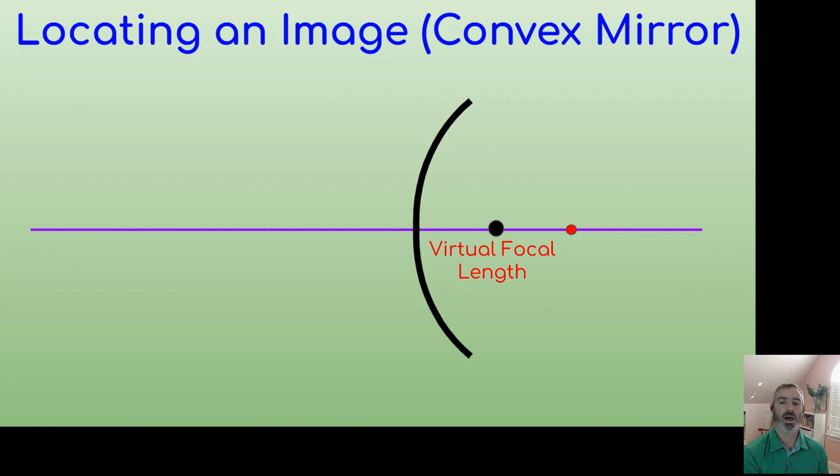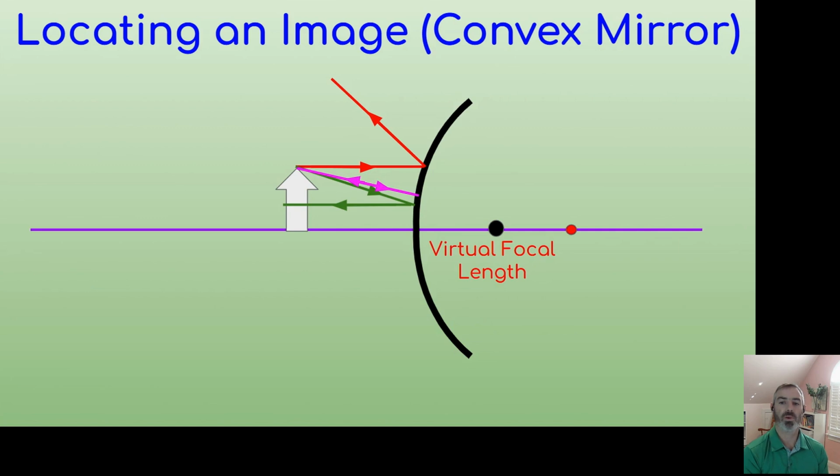So let's place an object in front of that mirror, and we're going to draw rays of light. We'll draw the one that goes parallel, and it's going to reflect and line up with the virtual focal length. It's not going to actually pass through the virtual focal length. We can line one up going through the virtual focal length, and it reflects off parallel. And then we can line up a ray of light going through the center, and it's going to bounce straight back because it's still along the normal line.